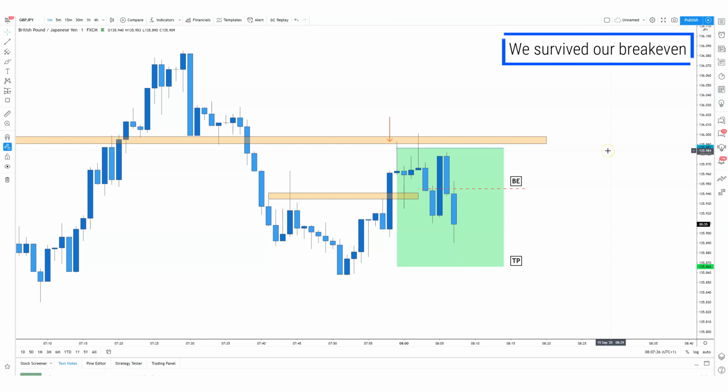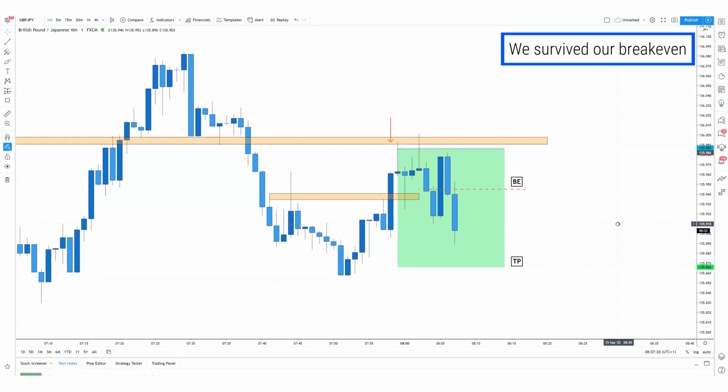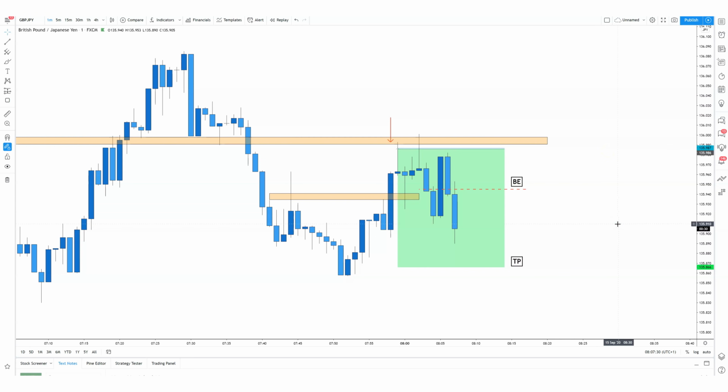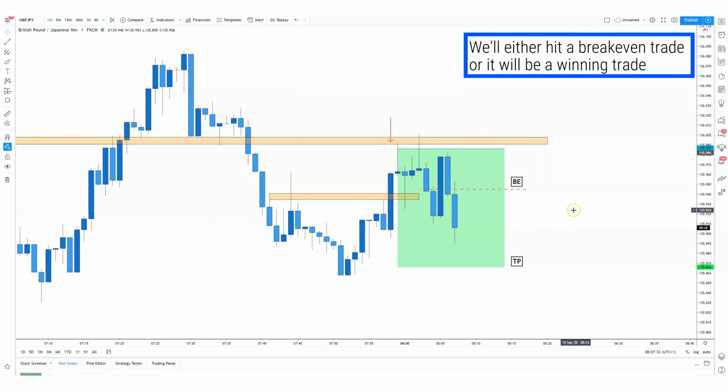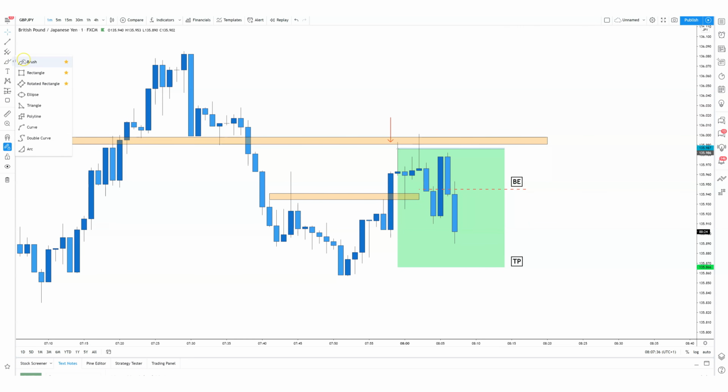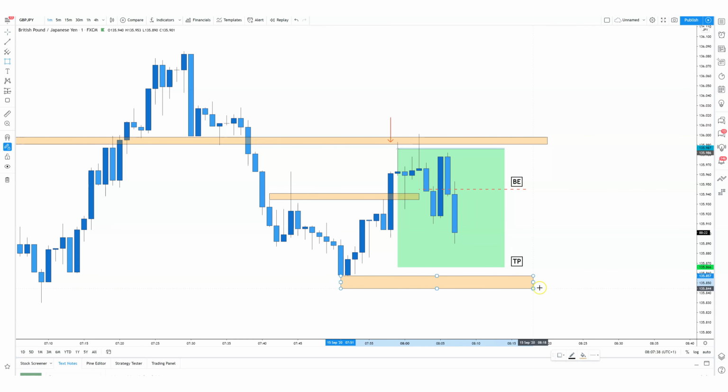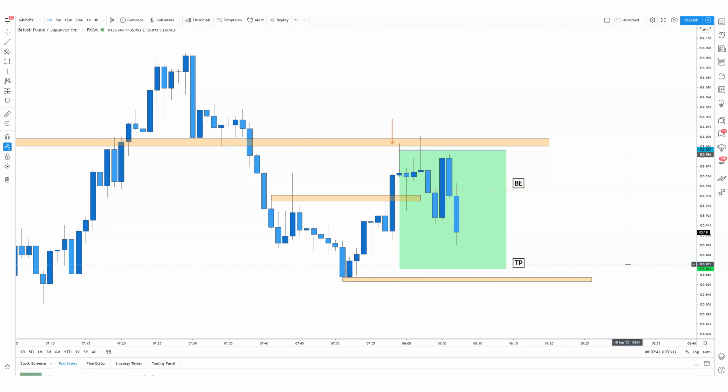So we survived our break even, which is very good. Now we just want to see the finish line and see price get back to the downside. So we'll either hit a break even trade on this occasion or it will be a winning trade. But expected targets now is going to be back down to some of these lows before we have a reaction. So let's see what happens for the finale here.